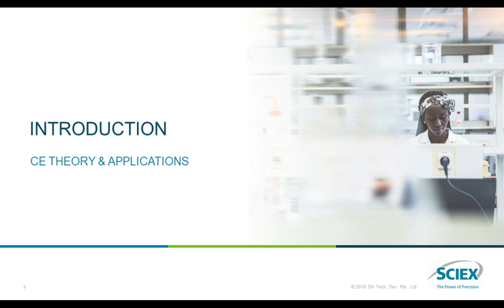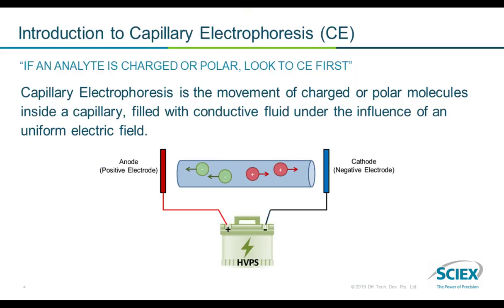So what is capillary electrophoresis? Capillary electrophoresis is the movement of charged or polar molecules inside a capillary filled with conductive fluid under the influence of a uniform electric field. So we say at Sciex, if an analyte is charged or polar, look to CE first, because you can easily analyze any of these molecules by CE.